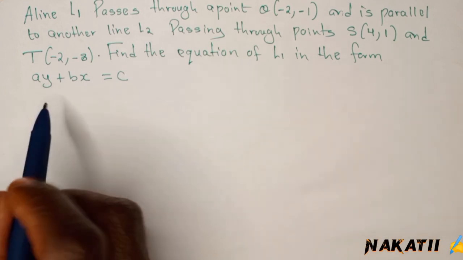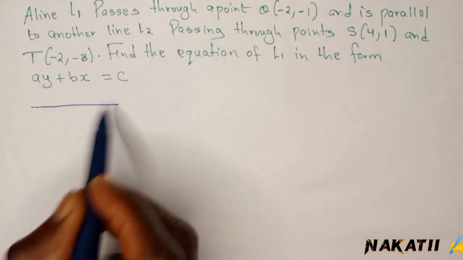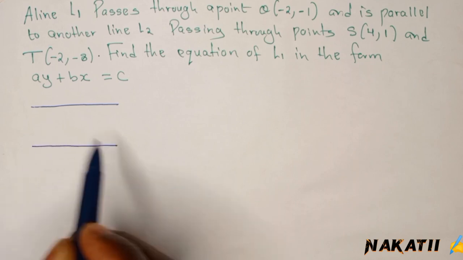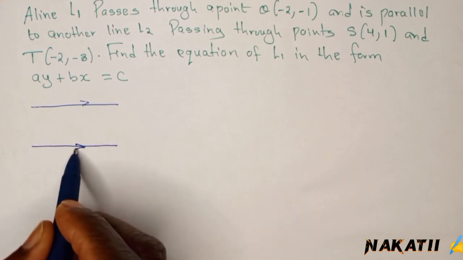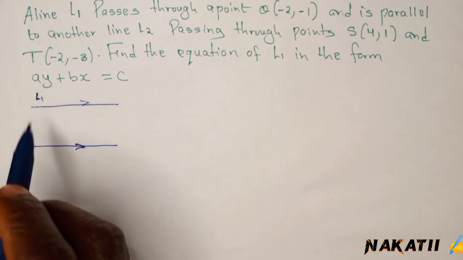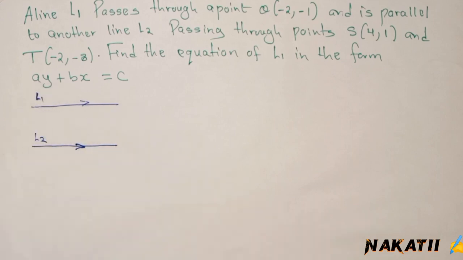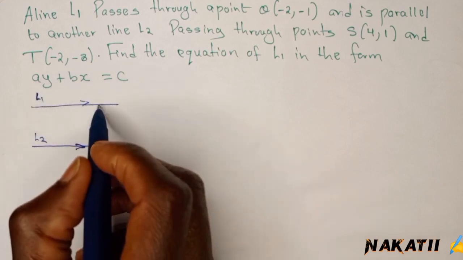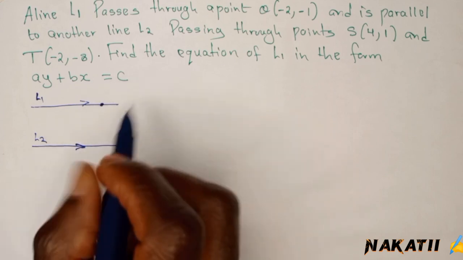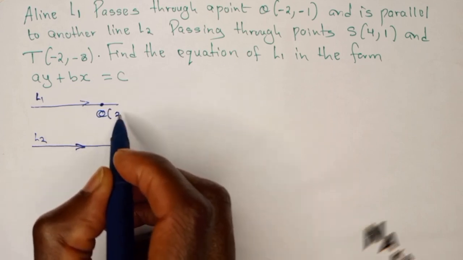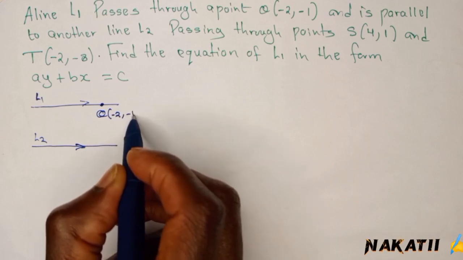So we can come up with those two lines so that you can see. We can assume these are our two lines. They are parallel to each other. This is L1 and this one is L2. Then you have been told that L1 passes through a certain point, which is Q. You have been given the coordinates, which are (-2, -1).